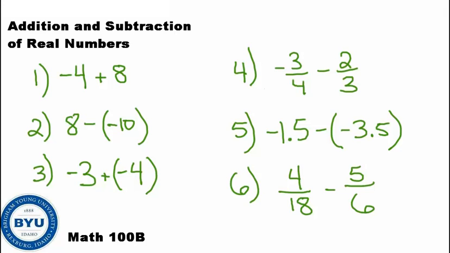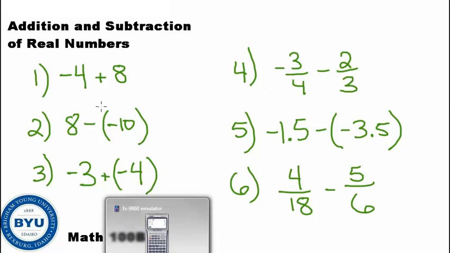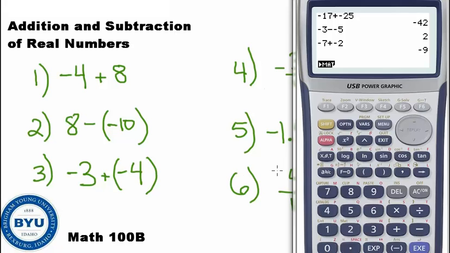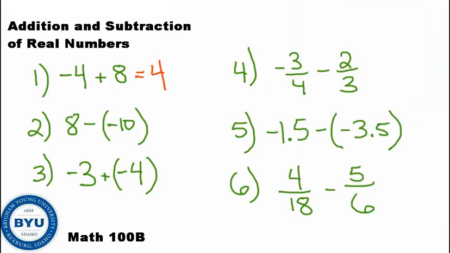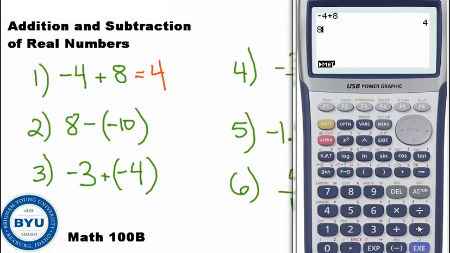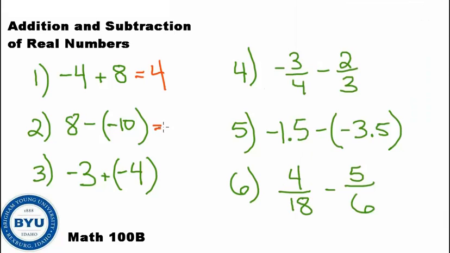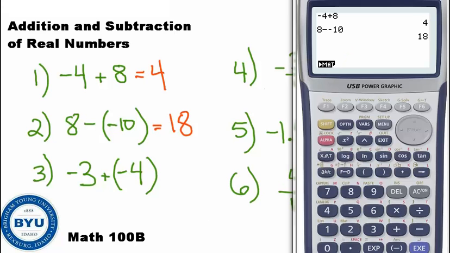Okay, hopefully you've tried these problems now and are ready to proceed. Again, you can use your calculator to do these problems if you'd like. For this first one, you just type in -4 plus 8 and you get 4. On the next one, it would be 8 minus a -10. You get 18. Again, here's an example of where you could go wrong.